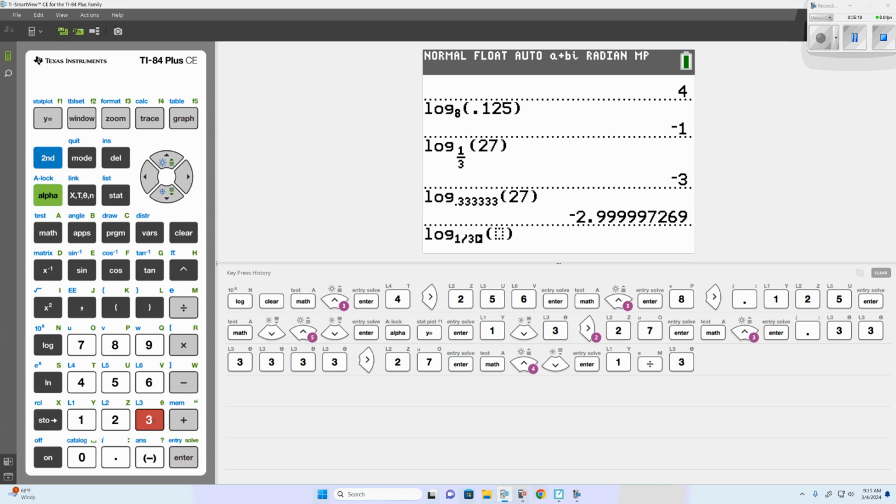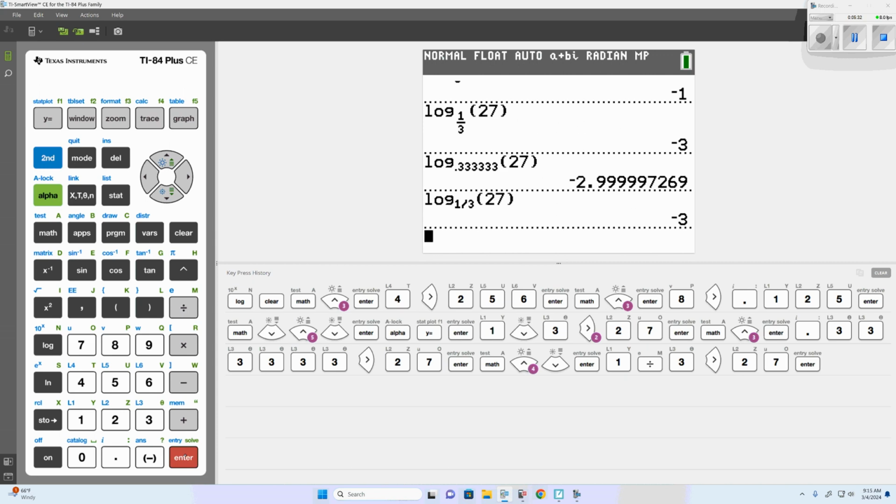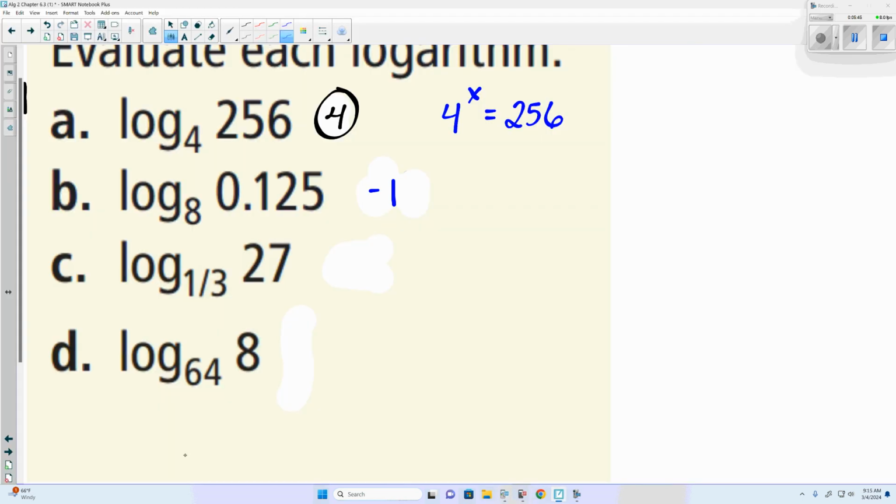So, guys, focus back up here. Because again, fractions are just division. We're just dividing the numerator by the denominator, the top by the bottom. So we could say 1 divided by 3, and then do 27, and we get the same thing. So sometimes it's easier to just write it in as division than it is to do alpha y equals enter and pull that fraction up. One divided by 3. Top of the fraction divided by the bottom. And the last one, log base 64 of 8.